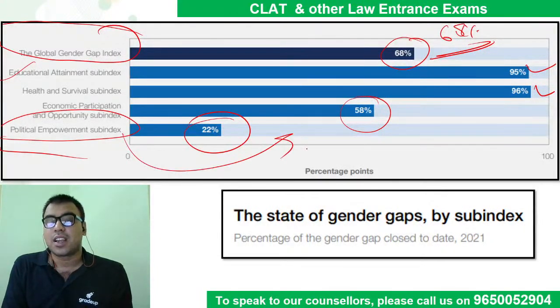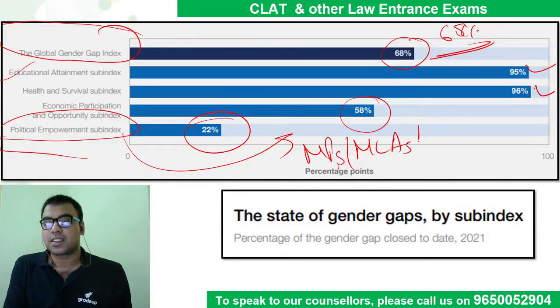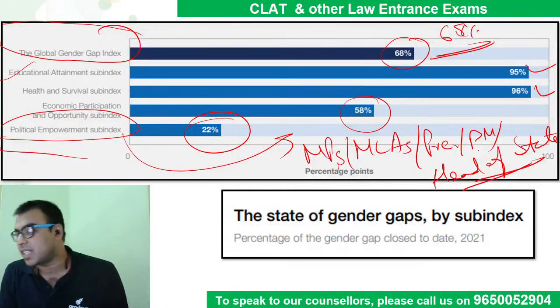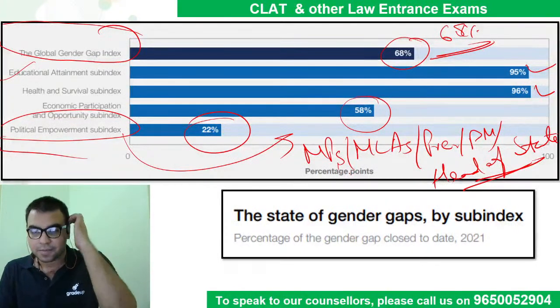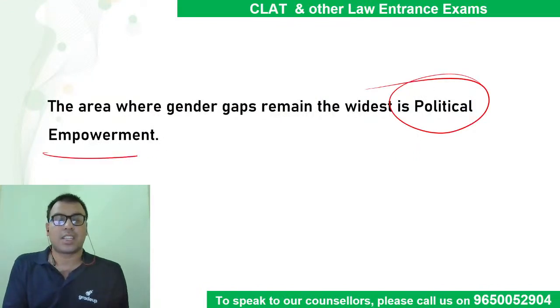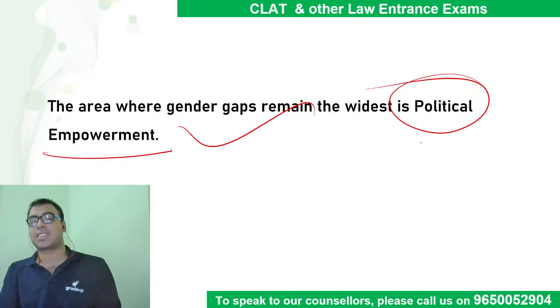Political empowerment means MPs, women MPs, women MLAs, president, prime minister, head of the state. Okay, so these are very less as far as women is concerned. That is why political participation is very poor. Now, you can see here also the area under gender gap remains the widest in political empowerment.